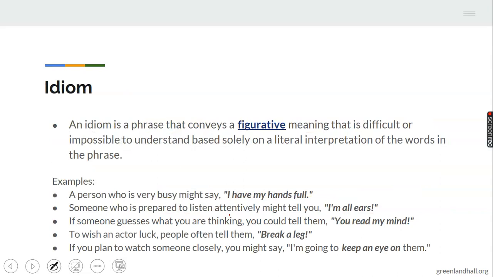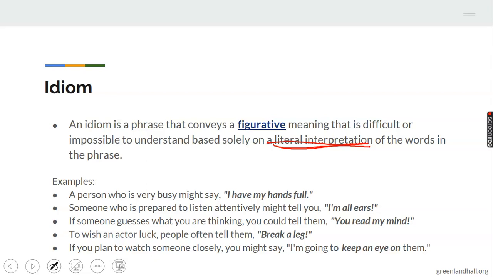Also, we have idioms. We all know what idioms are. They are words that convey figurative meaning and are impossible to understand based on part of the words or literal interpretation. No, you don't give it a literal meaning. If I tell you, it is time I hit the nail on the head, you don't think that I'll pick a nail and hit somebody's head.